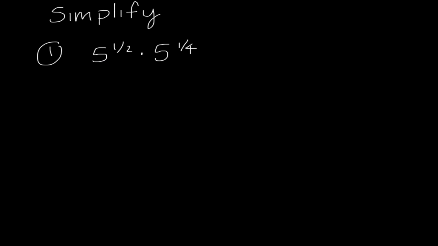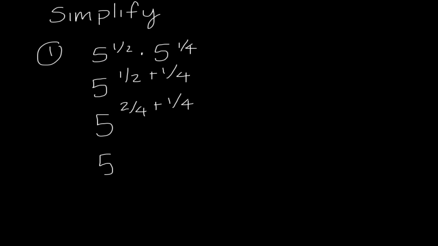So I have 5 to the 1/2 times 5 to the 1/4. I notice that I have the same base. So since we're multiplying, I'm going to have to add those exponents together. Now, in order to add exponents, I need to get a common denominator, which in this case would be 4. So I get 5 to the 2/4 plus 1/4, which would be 5 to the 3/4 power.